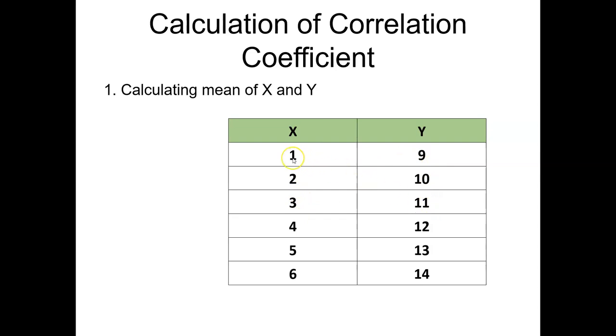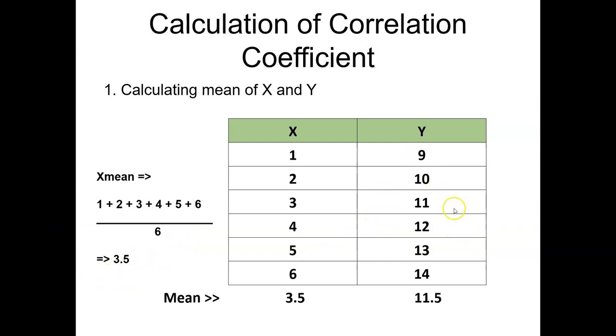The first thing we are going to do is calculate the mean individually for each variable. First we calculate the mean of x by summing up all the values and then dividing by the total number of values, that is 6, and we get the mean as 3.5. Similarly we calculate the mean for y and we get 11.5.